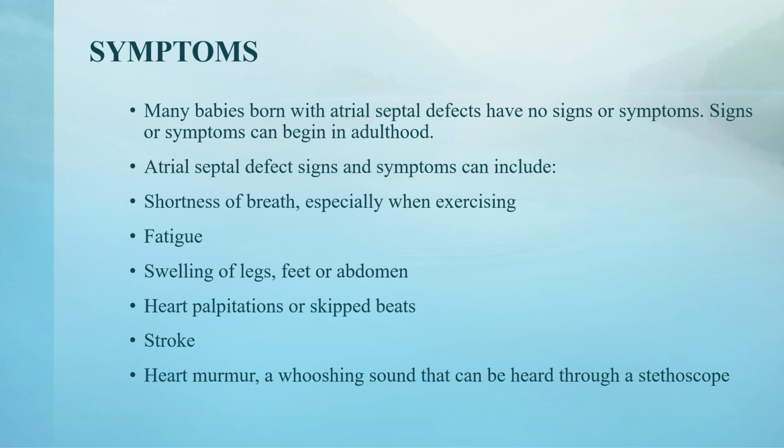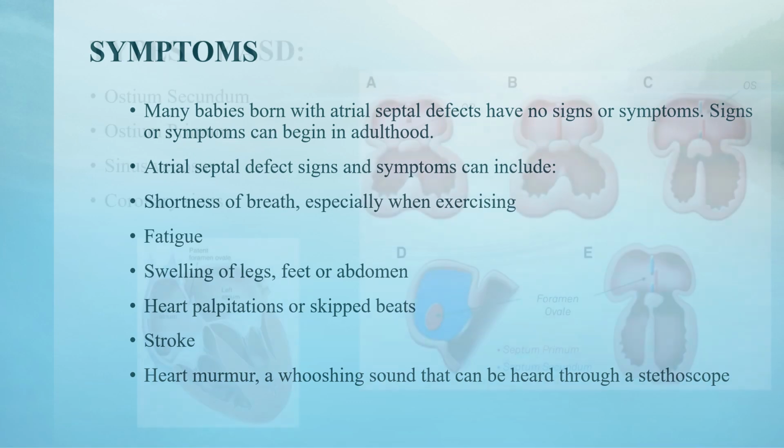There are two normal heart sounds, S1 and S2. The abnormal heart sounds start from S3 and S4. So S3 and S4 are commonly called the abnormal heart sounds. So these are the symptoms of atrial septal defect.